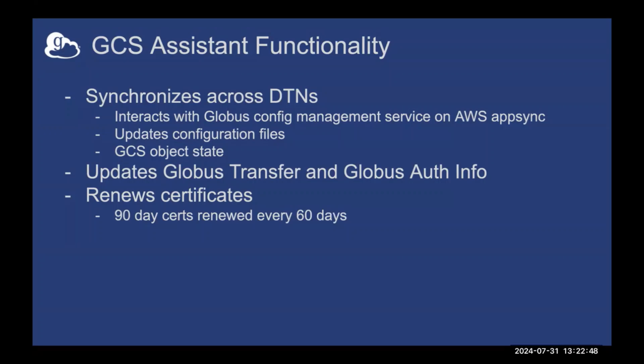It uses our configuration management service and AWS AppSync behind the scenes, but that doesn't really matter. The main thing is that this is the thing that's going to have the configuration files and the object state on each node eventually consistent, right? It's bringing all that state so that they all agree with each other. It also interacts with Globus Transfer and Globus Auth to provide information that's needed for consistency between central command and your Globus Connect server installation.